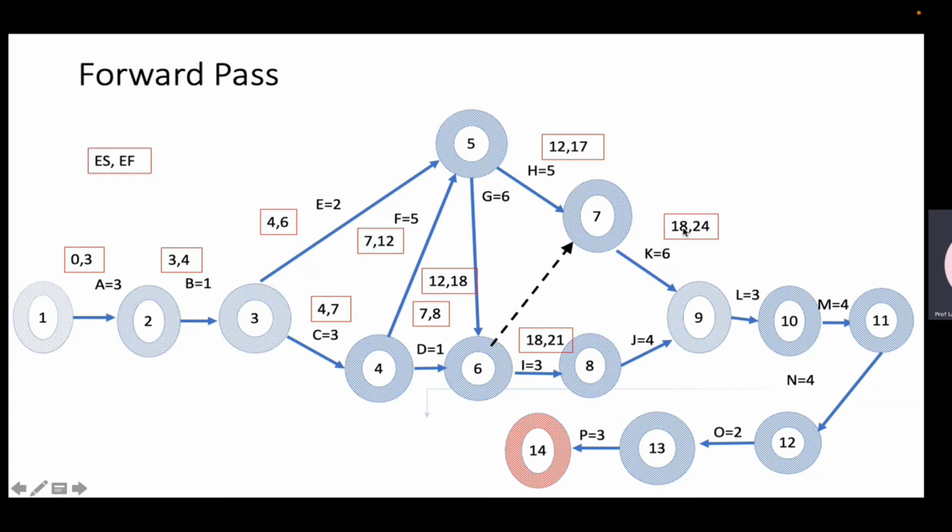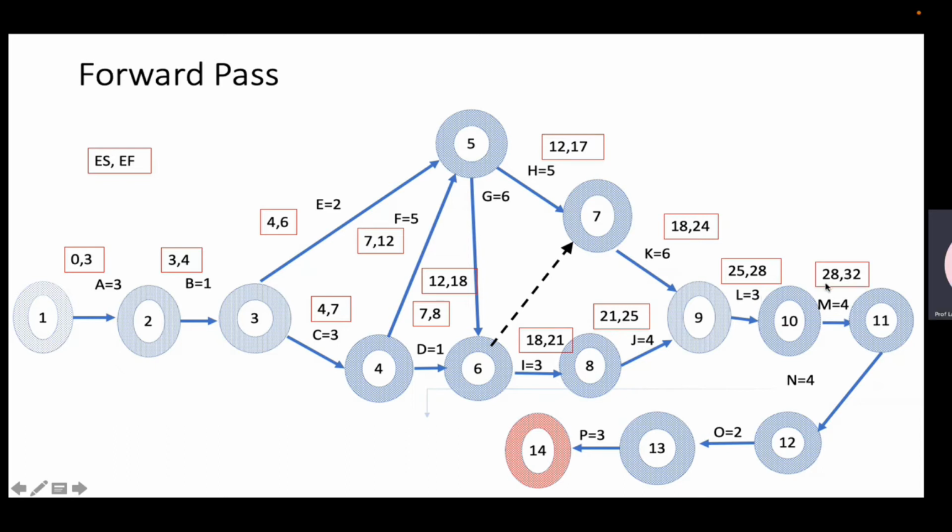So this you have to pay a lot of attention, otherwise you will make mistakes. 18 plus 6, 24. Similarly, this also. This, of course, has only one precedence, so it will start at 21, end at 25. Then here, of course, there's a tie. You will have to consider one of these. It will take the longer. So 25 plus 3, 28.